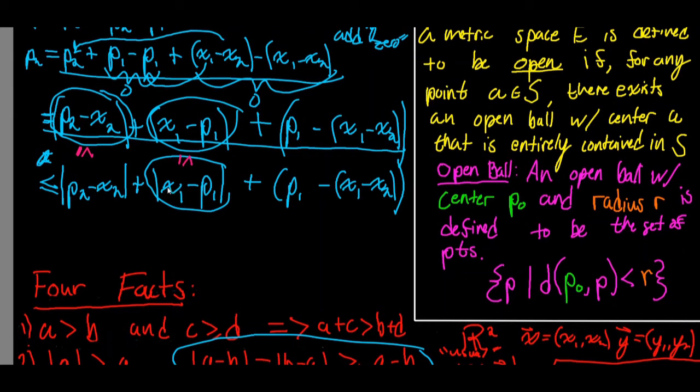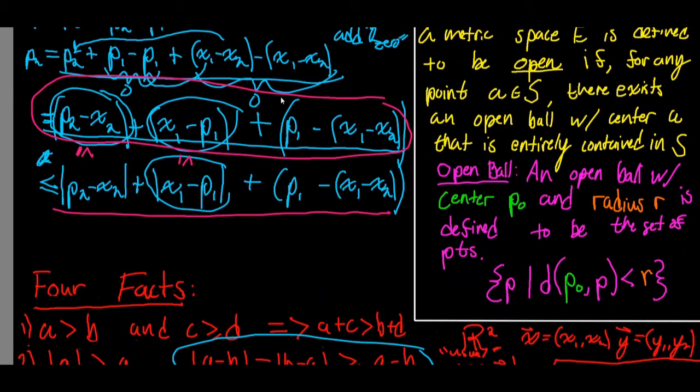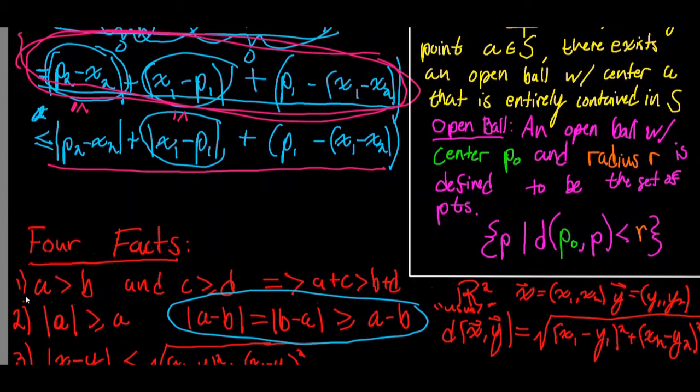So the absolute value of x1 minus p1 is greater than or equal to x1 minus p1 without absolute values, and the absolute value of p2 minus x2 is greater than or equal to p2 minus x2 without absolute values. So if I were to sub both of these absolute value differences into this expression right here, I would get a new expression that is greater than or equal to the expression on the second line. And that's directly because of applying this fact.